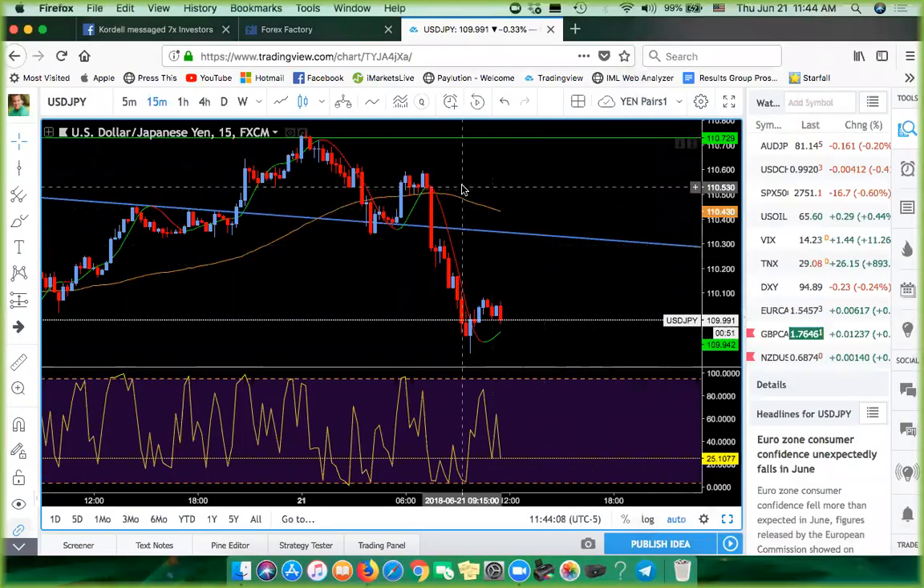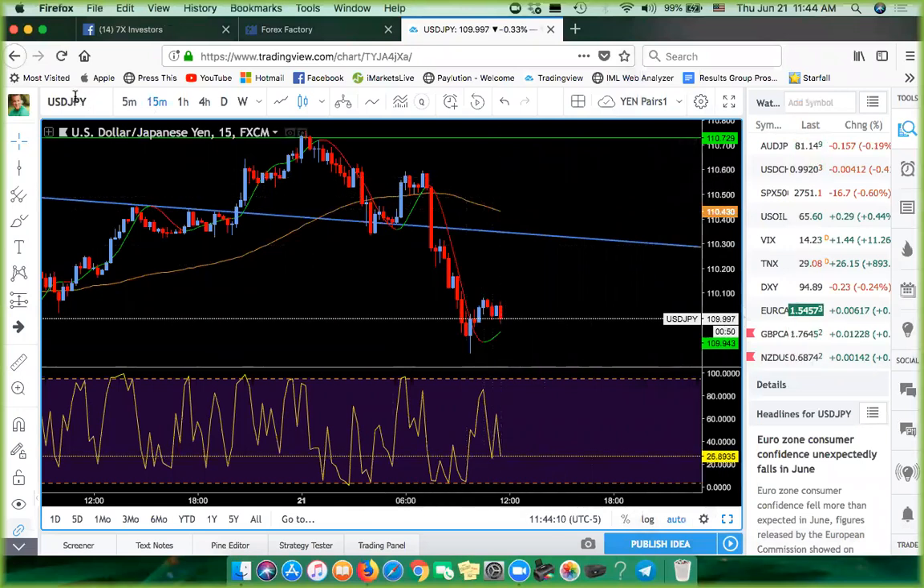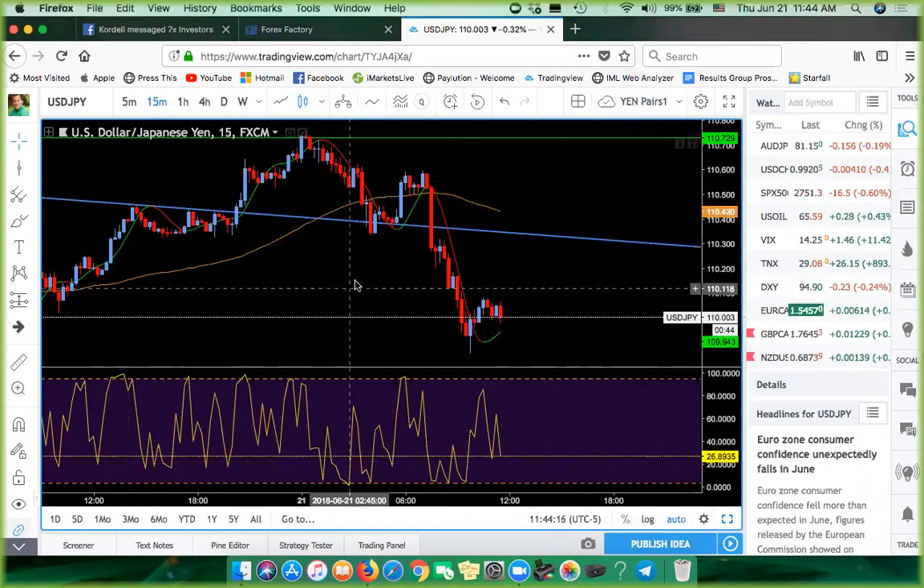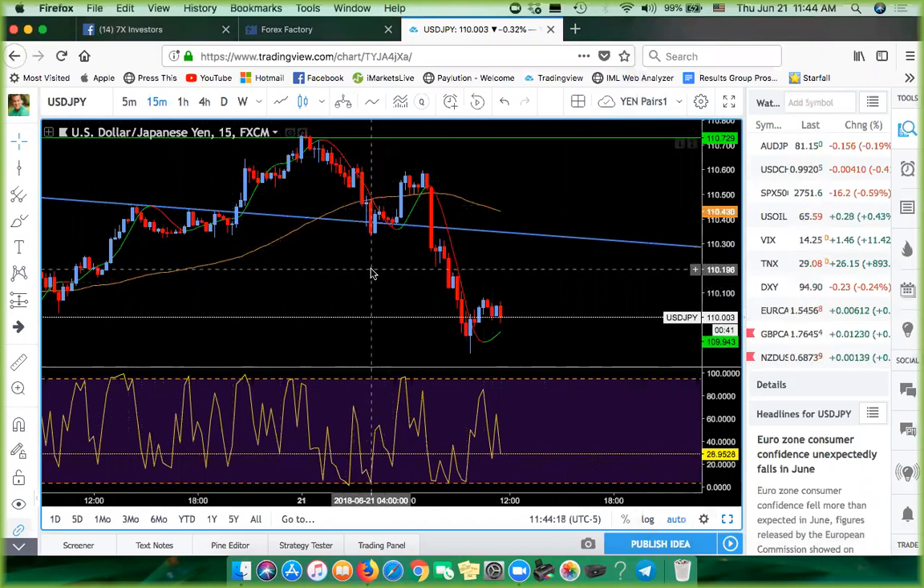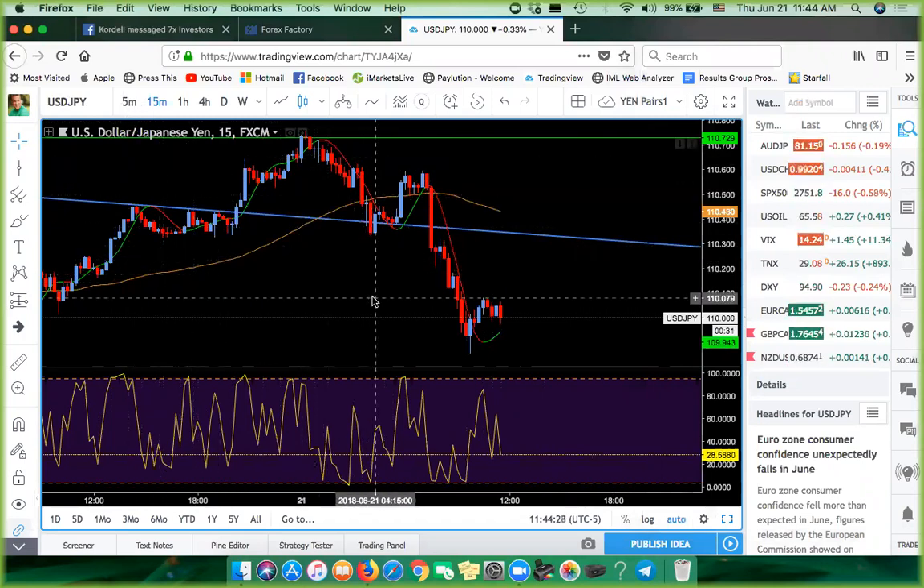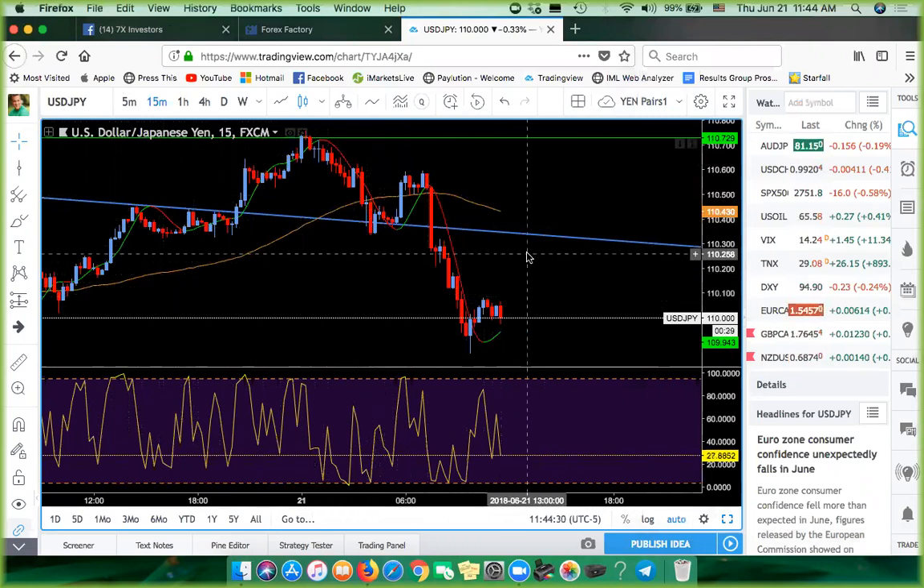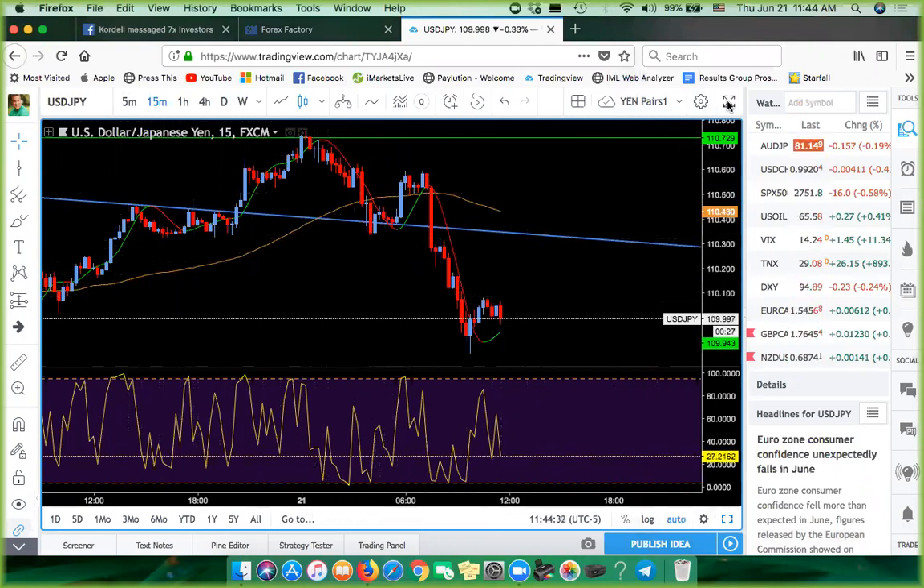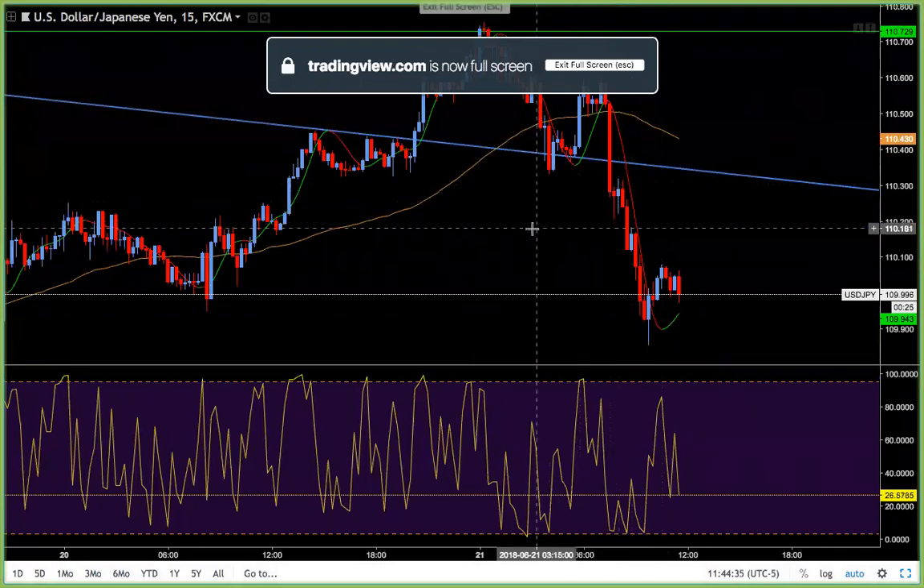And here we are. We are in the USD JPY 15-minute chart. As you should have read in the guidelines that this video is attached to, we trade on the 15-minute chart. We enter on the 5-minute chart. Okay, so let me enlarge this so you can see it a little bit better.